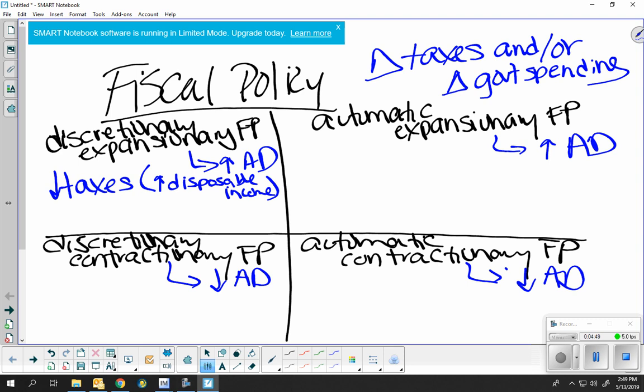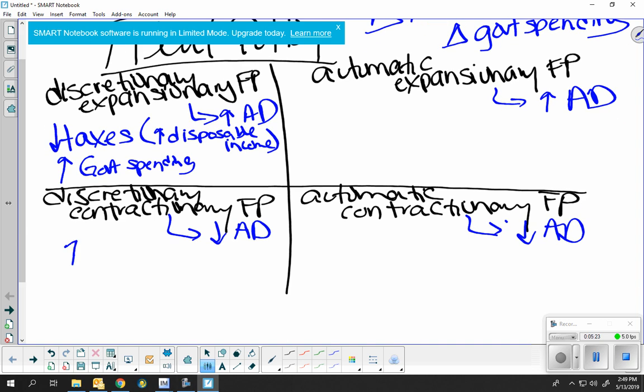Okay. Cherry, what do you do with government spending to expand the economy in fiscal policy? Why does that increase aggregate demand? Don't think too hard. Yeah, because aggregate demand is all spending. If the government is spending more, that increases all spending because government's included in that. It's in the GDP equation. For discretionary contractionary, it's just the opposite. They're going to raise taxes or they're going to cut government spending.